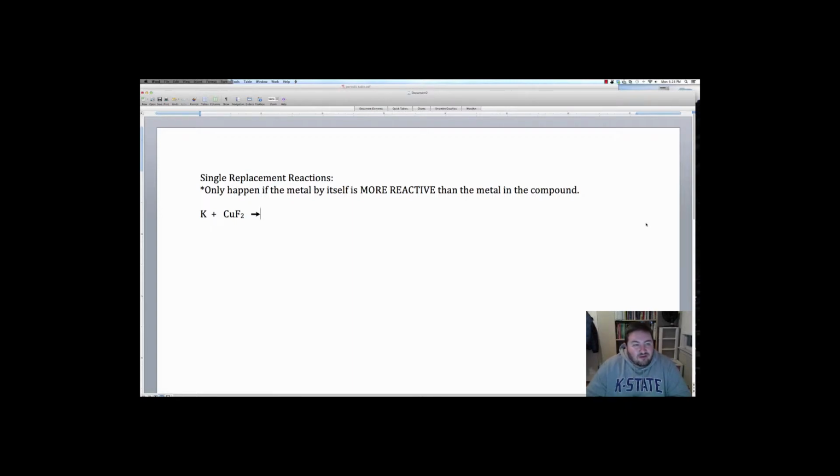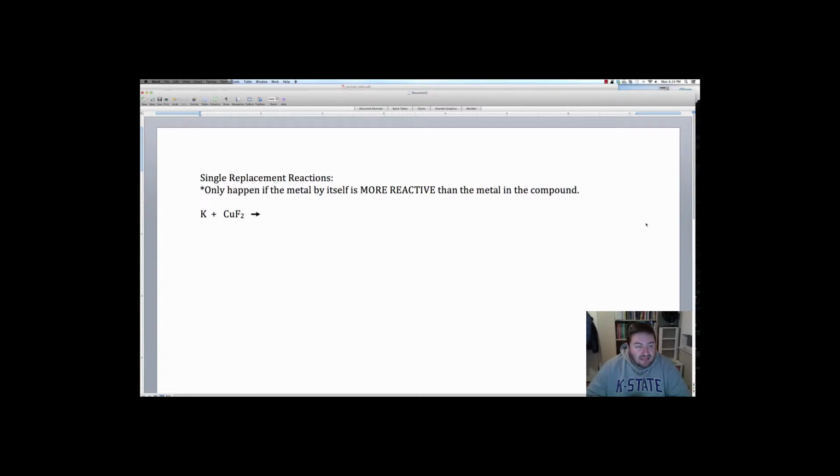So if you think back to the notes we've taken in class or to one of the previous videos, we can identify a single replacement reaction because it involves a single element, which is usually a metal, trying to react with an ionic compound that contains a metal and a nonmetal, or in more general terms, a cation and an anion. And we want to see if the metal that's by itself is more reactive than the metal in the compound. We know this reaction is going to happen.